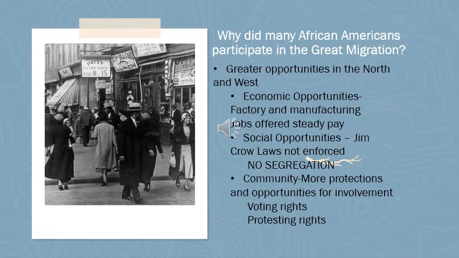And there were numerous social opportunities because Jim Crow laws were not enforced. There was not segregation. And there was a greater sense of community with more protections and opportunities for involvement, including voting rights and protesting rights.